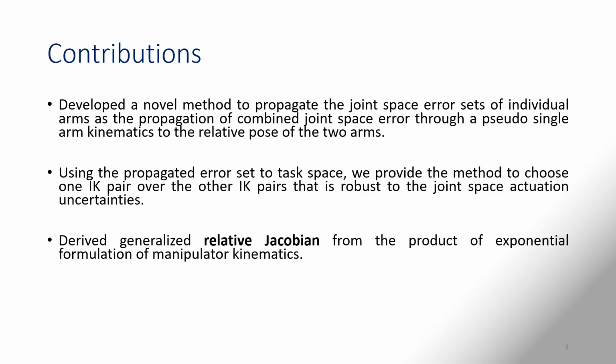The key contributions of the paper are: firstly, we show how to treat the dual arm kinematics as a pseudo single arm and then propagate the joint space error through the linearized kinematics of the pseudo single arm. Secondly, utilizing the propagated error sets to the task space and modifying the robust IK algorithm proposed in our previous work, we developed the method of computing robust IK pair for dual arm robots. Thirdly, since relative Jacobian plays an important role in developing the robust IK pair method, we derived relative Jacobian from the relative pose between the left and right end effectors expressed as product of exponentials.